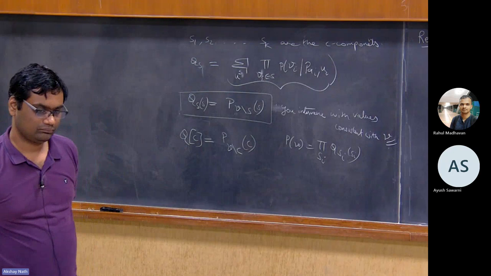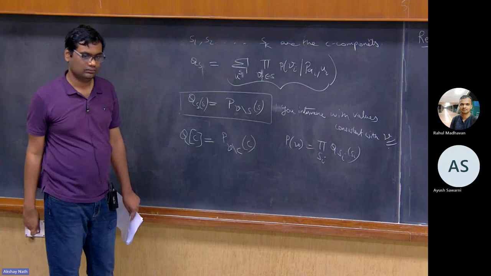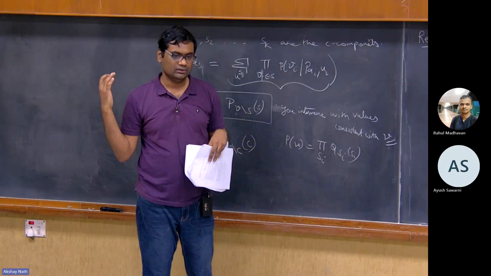In this factorization formula, this is in fact just a product. We're not even looking at the ordering among the C components. There's no ordering on the C components. But what matters is that it will only depend on the parents of the C components in the true graph. We also made that claim, but I'm not reviewing it.